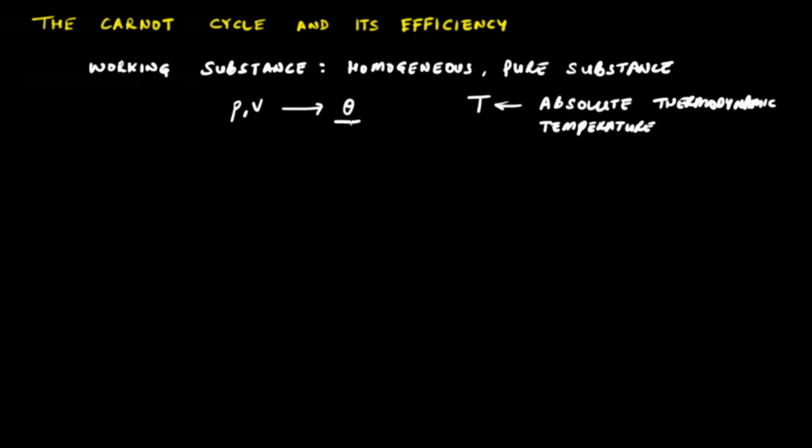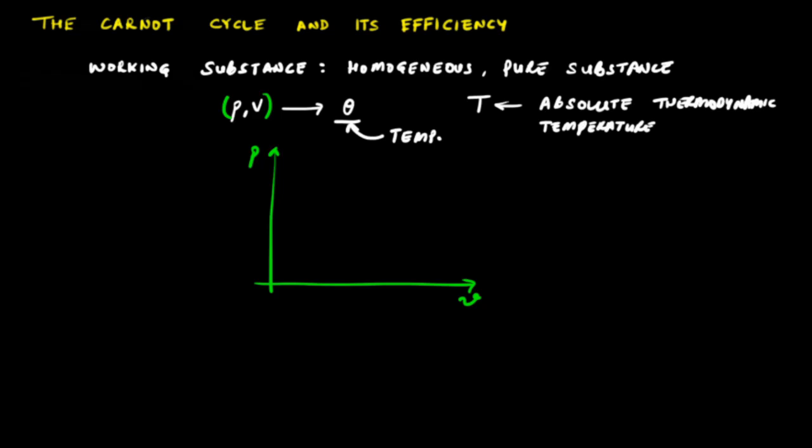So theta is the temperature that is introduced by the zeroth law, and this temperature can be measured using the length of the mercury column in a bulb thermometer, or using the EMF in a thermocouple junction. Because we have a homogeneous system of a pure substance, we need only two variables. So let's say this is pressure and volume, and we can say this is specific volume.